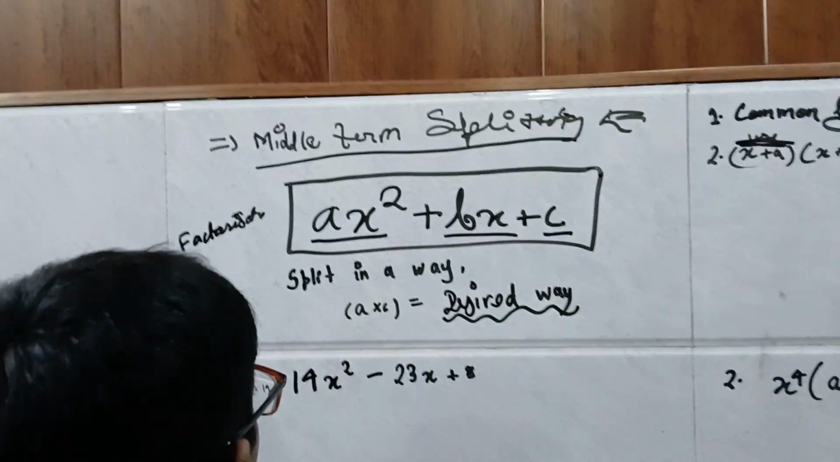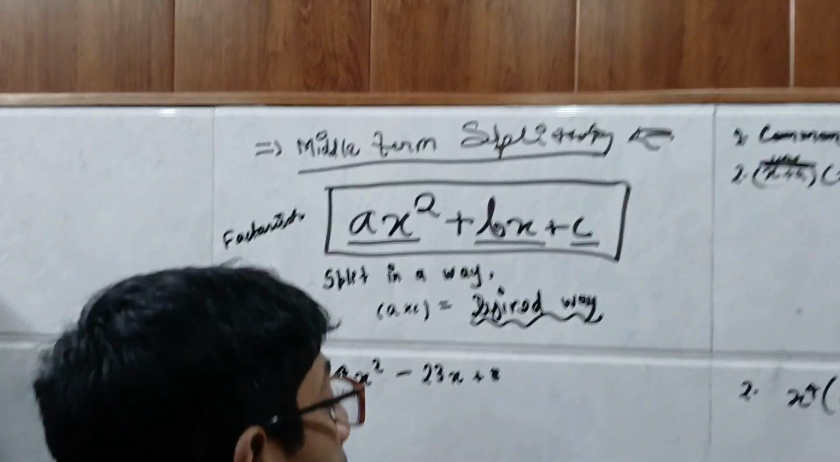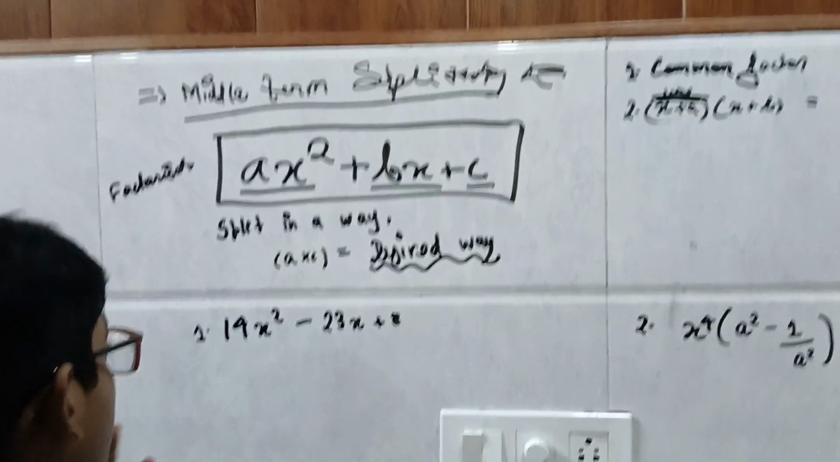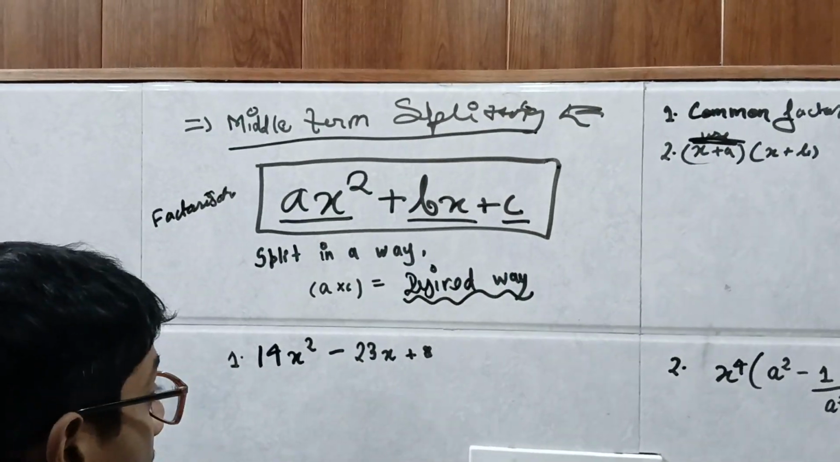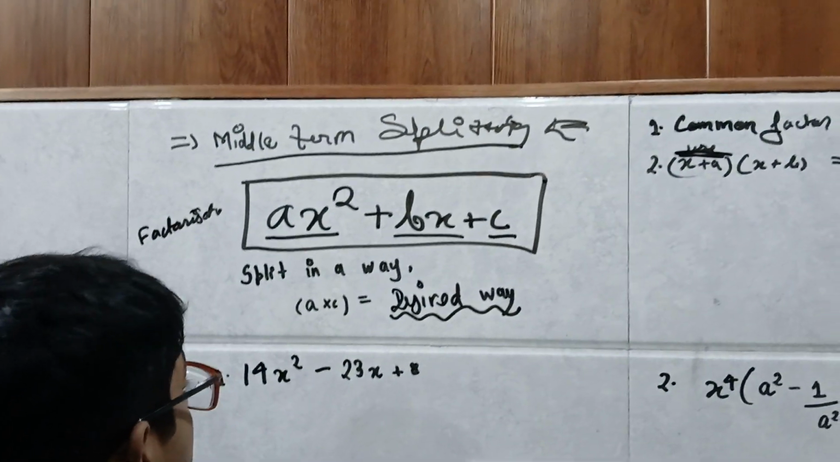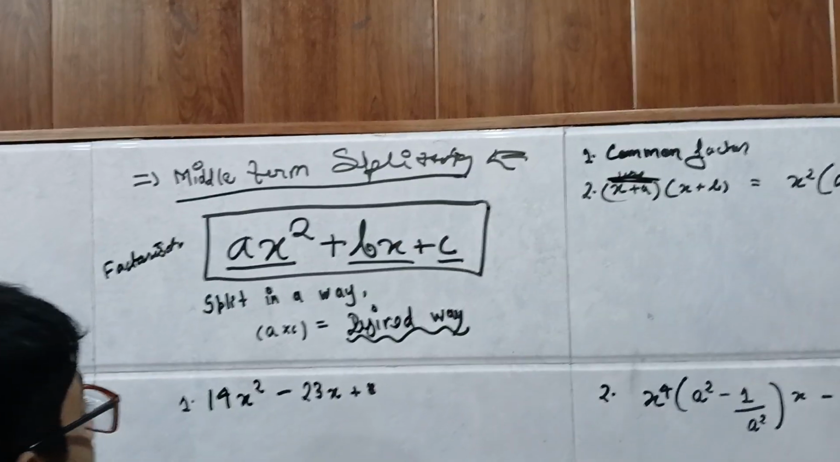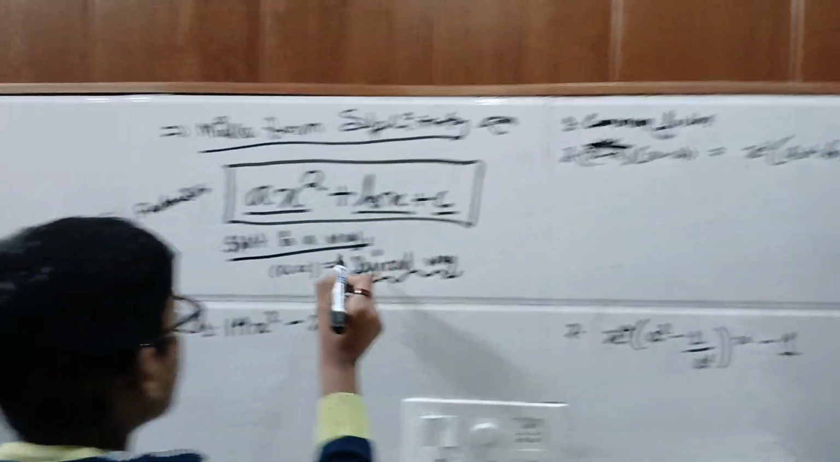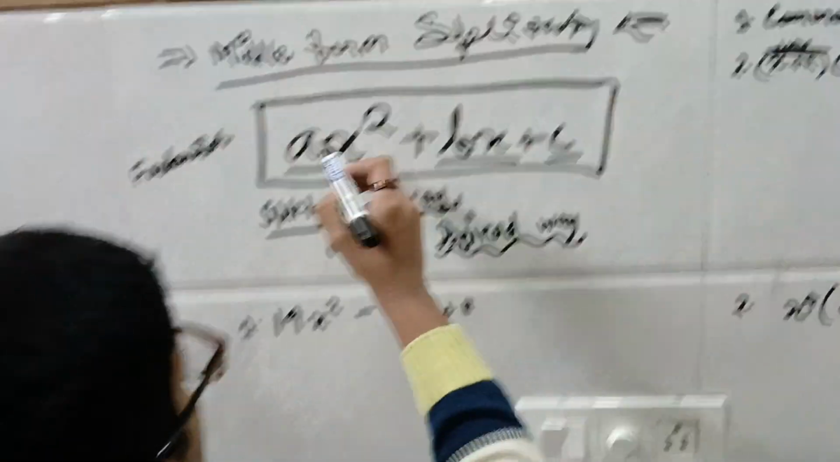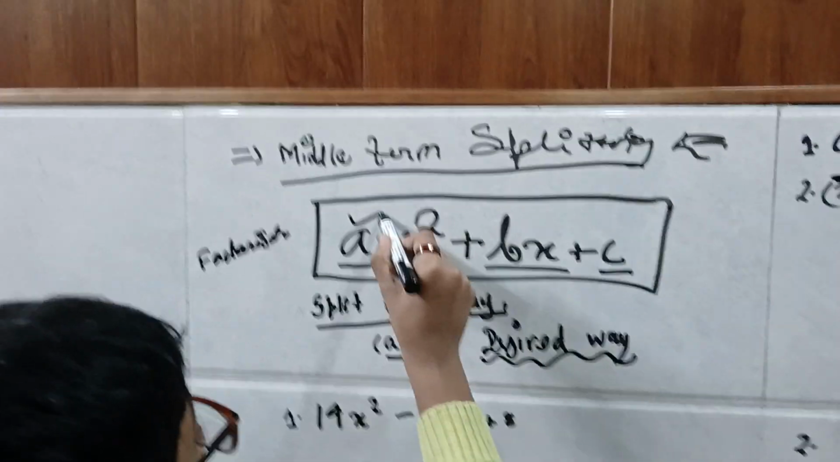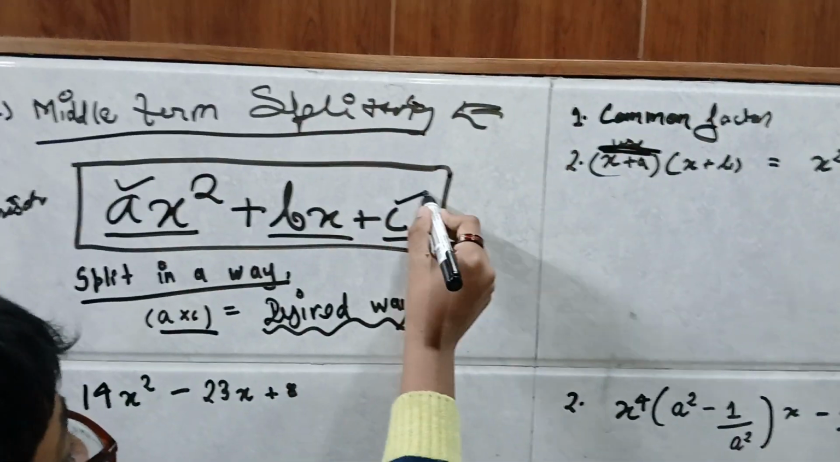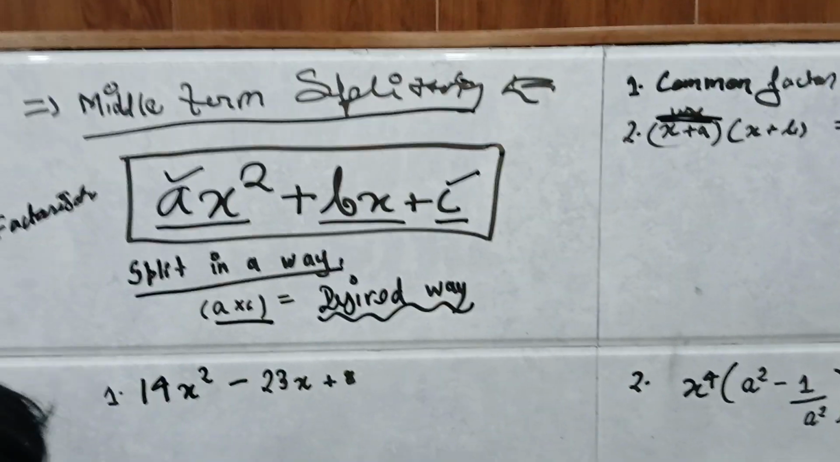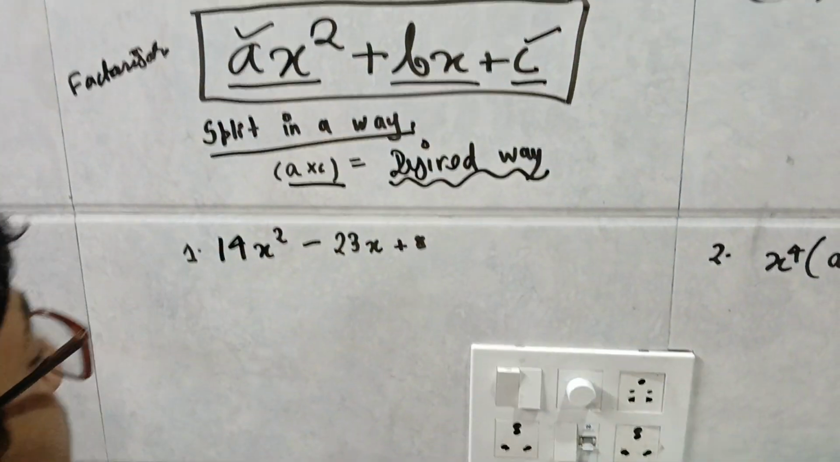So to factorize it, first of all we need to learn that this is a last resort. There are many other methods like identities and common factor, but this is the final method if they don't work. So we have to split them in such a way that a multiplied by c, like x squared coefficient and this final term, we have to multiply them so we get the desired way. And what is the desired way?